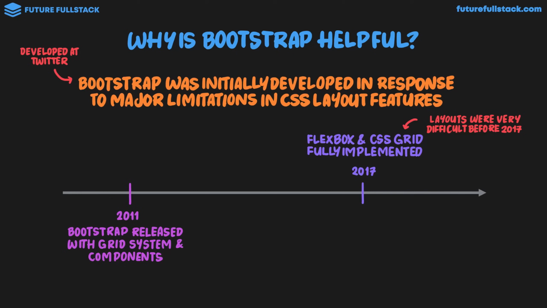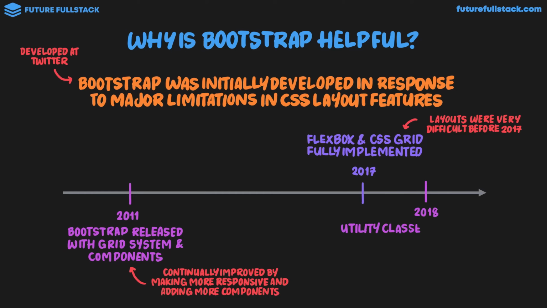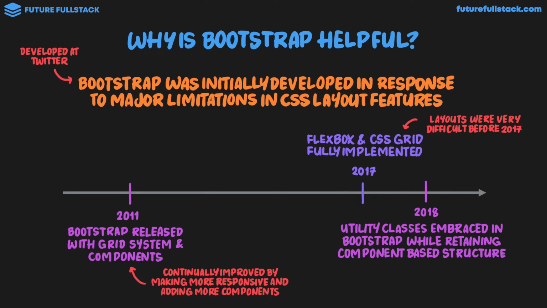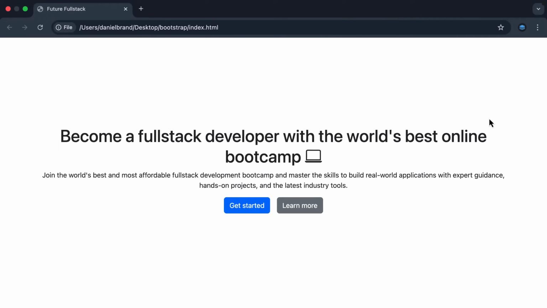Now from 2011, Bootstrap was continually improved by making the framework more responsive and adding more components, up until the present day. Another major date is 2018, where utility classes were embraced in Bootstrap while retaining its component-based structure. Now this was done because the use of utility classes, which we're going to look at in a second, was quickly becoming very popular and was championed by frameworks like Tailwind CSS, which we're going to be looking at in the next chapter. So because of this emerging trend, Bootstrap integrated a lot more utility classes while still maintaining its core component-based philosophy.